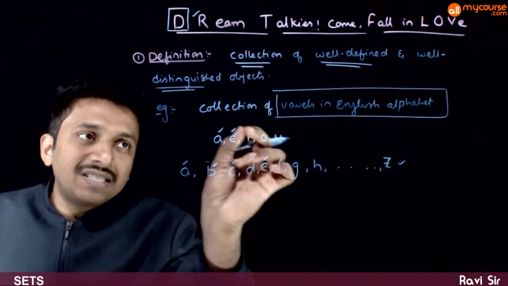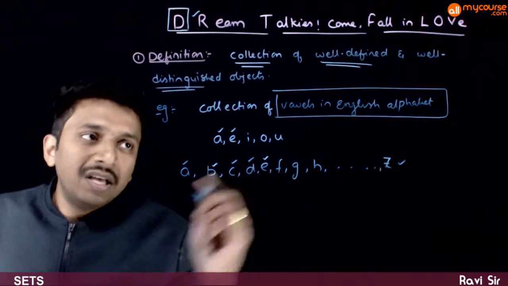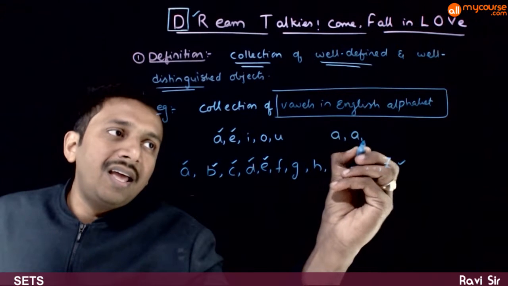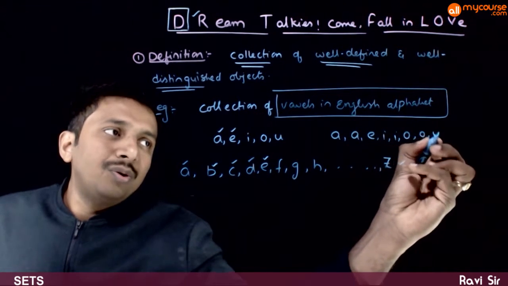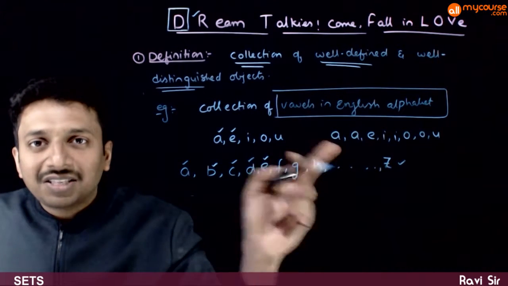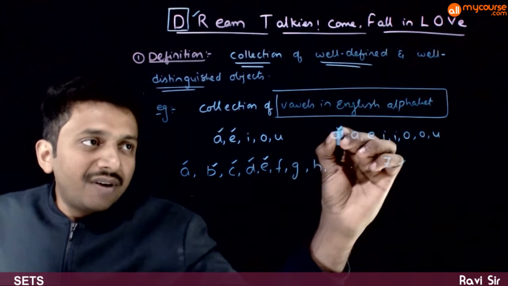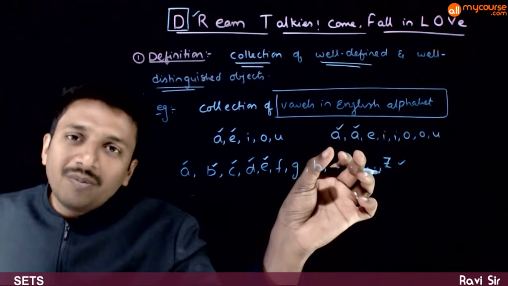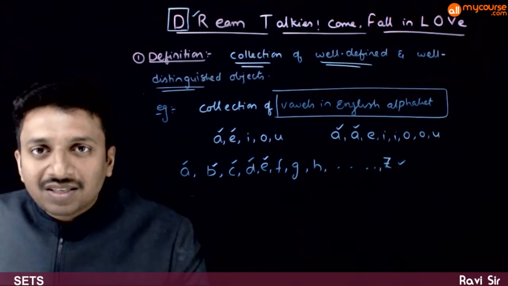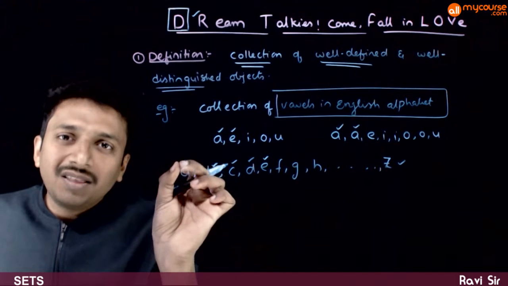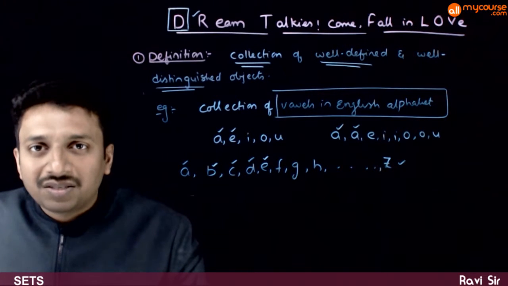That means if I say the collection of vowels in English alphabet, you cannot write A, E, I, O, U. This is not the collection that I am talking about. Because if I write A 2 times, these two elements are not well distinguished. So well distinguishedness means that an element comes in the set only once. It does not come twice.